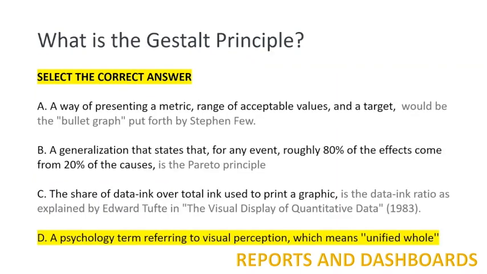A way of presenting a metric, range of acceptable values, and a target would be the bullet graph put forth by Stephen Few. B. A generalization that states that, for any event, roughly 80% of the effects come from 20% of the causes, is the Pareto principle. C. The share of data ink over total ink used to print a graphic is the data ink ratio as explained by Edward Tufte in The Visual Display of Quantitative Information, 1983. The correct answer, D. A psychology term referring to visual perception, which means unified whole.